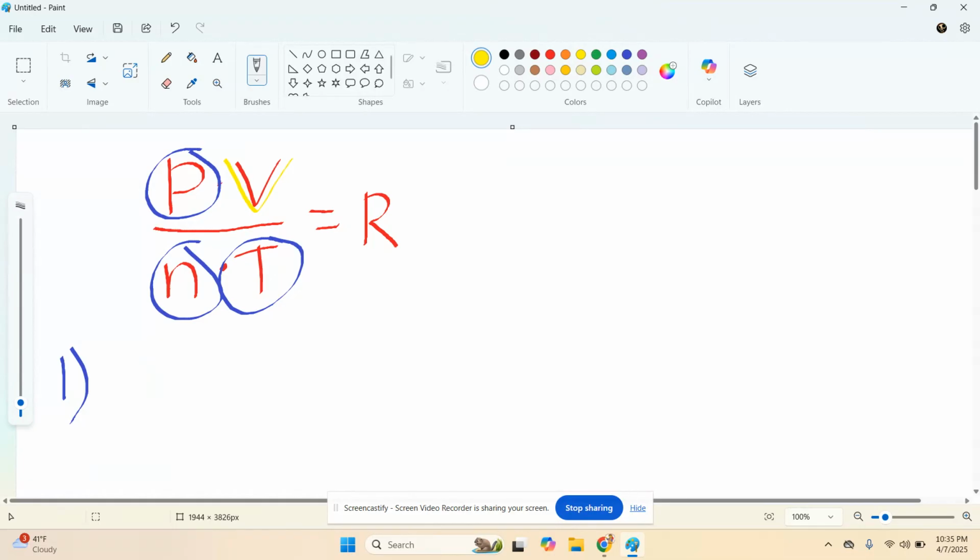Now there's an easier way to run this equation, and it's by rearranging it to look like this. Basically, we're just going to bring temperature and number of moles over, creating an equation that looks like this. The pressure of a gas times its volume is equal to the number of moles present times the gas constant that we're using times the temperature.